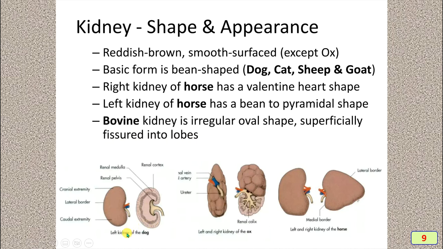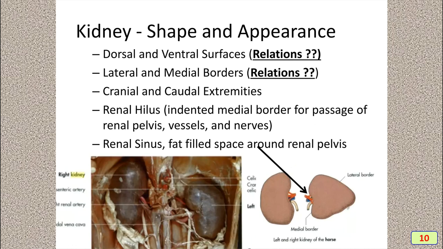This is the kidney of a dog, which is bean shaped, showing the cranial extremity, lateral border, and caudal extremity. The renal medulla opens here, and the renal pelvis and renal cortex are like this, especially in a dog. Whereas the ox kidney is multilobulated, and the ureter is extruding out. In the horse, the lateral border has a slightly oval shape, whereas the left kidney is superficially fissured into lobes.